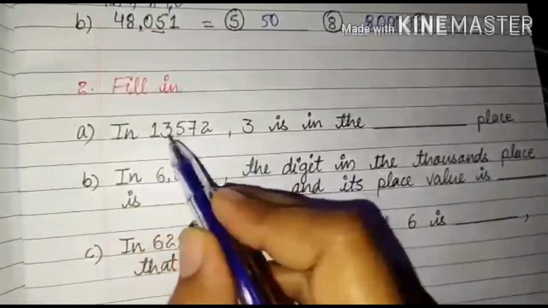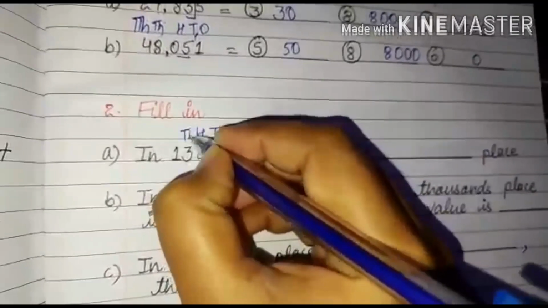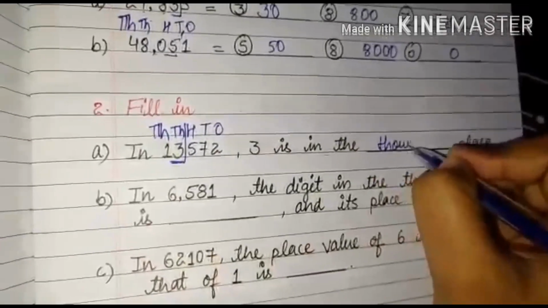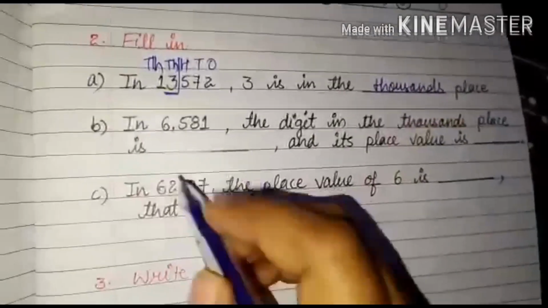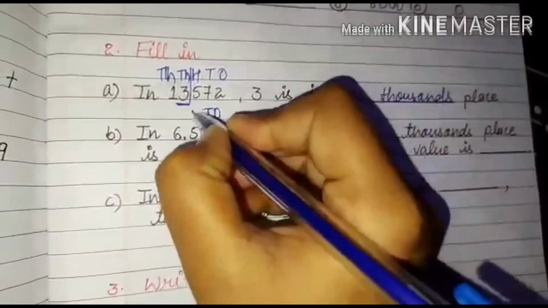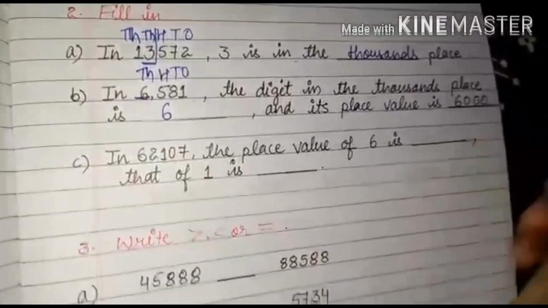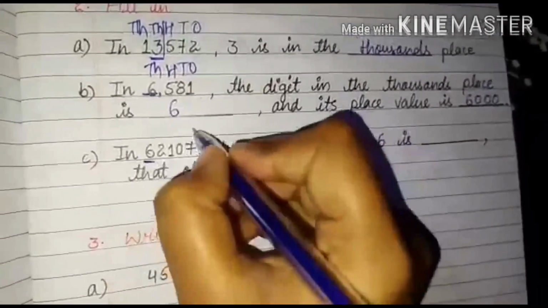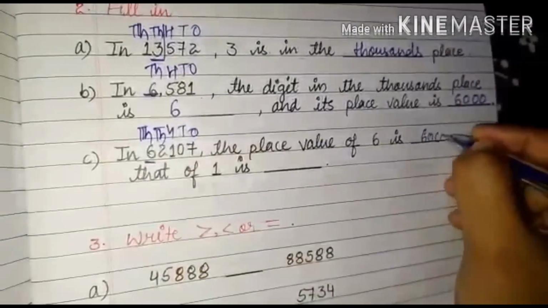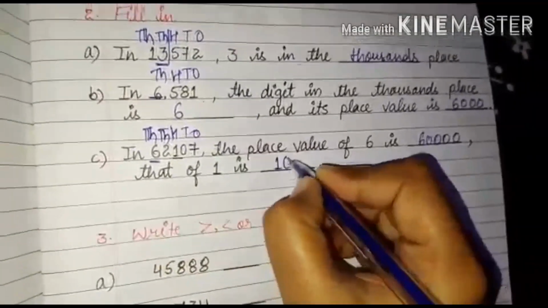Second question, fill in: in 13,572, 3 is in the dash place. So I will again write these things because it helps me a lot. So 3 is in what place? It is in the thousands place. Next question is, in 6,581, the digit in the thousand place. So ones, tens, 100, 1000. So the digit in the thousand place will be 6. And what is its place value? 6,000. The place value of 6 will be what? Ones, tens, 100, 1000 and 10,000. So 1, 2, 3, 4. Okay. And the place value of 1 will be 100. So it will be 100.